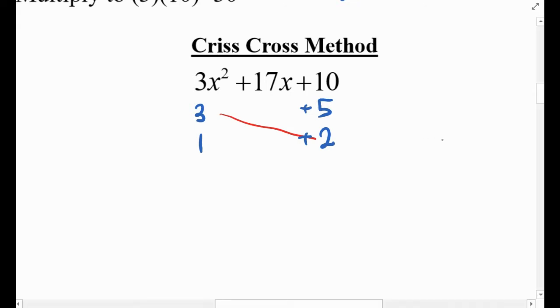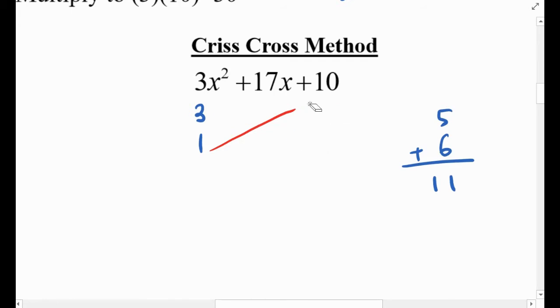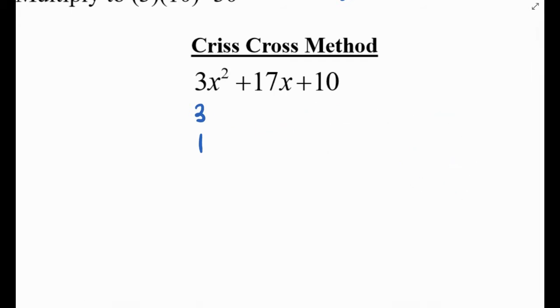So 3 times 2 is 6, and 1 times 5 is 5. Then add them up. It becomes 11. It should become 17, not 11. So this is not a correct pair. So what I'm going to do is switch it. I'm just going to write 5 here and 2 here.